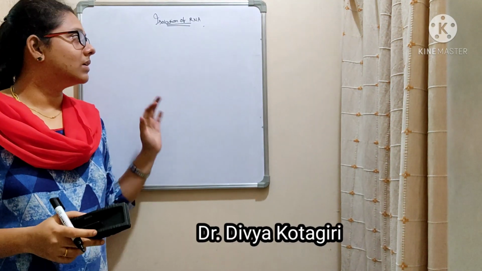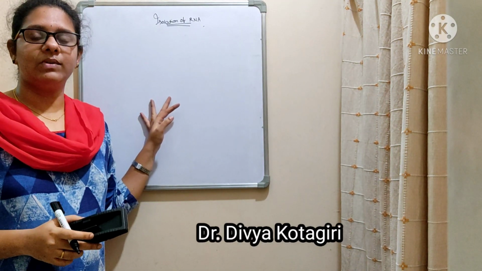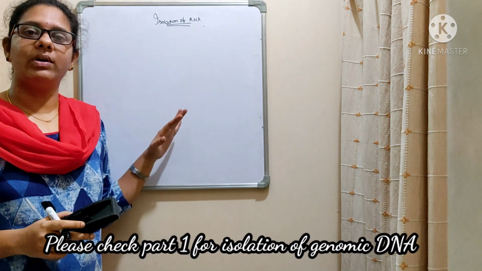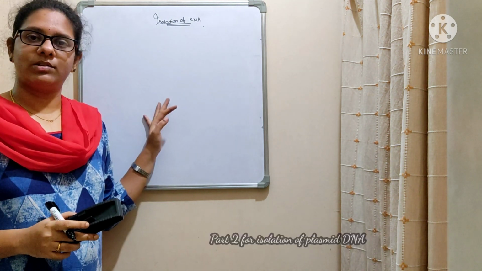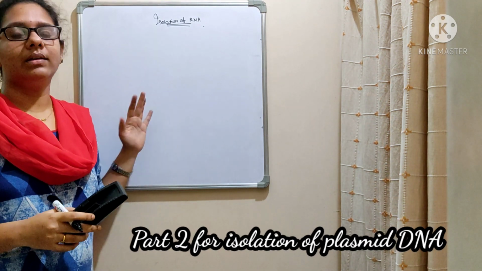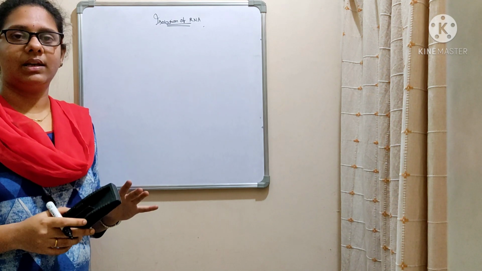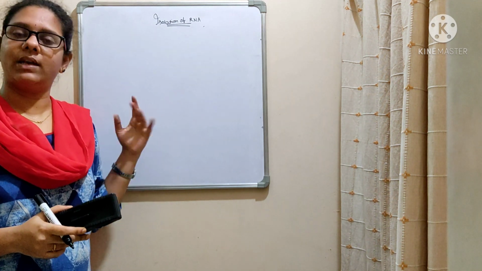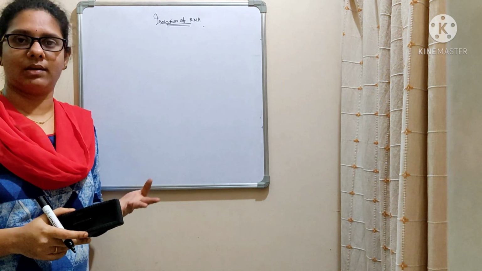Hello everyone. In continuation with the isolation of nucleic acids, in this part 3 of the video we are going to discuss the isolation of RNA. Same like DNA, RNA can also be isolated and precipitated by treating with alcohols. Either we can use isopropanol or ethanol.